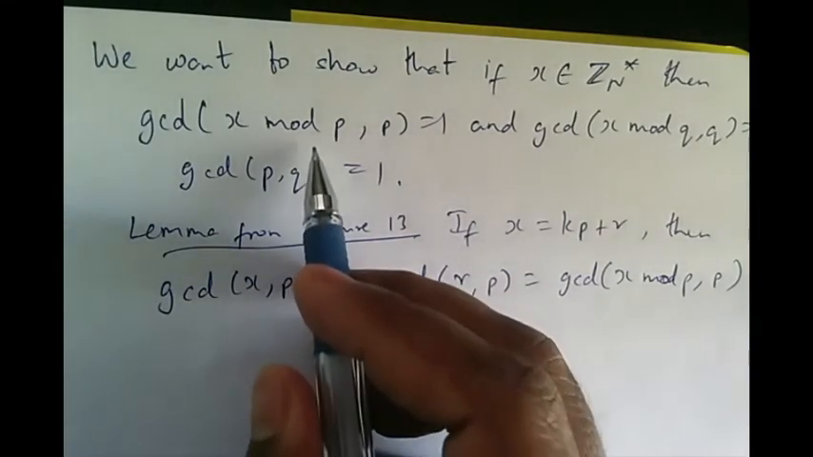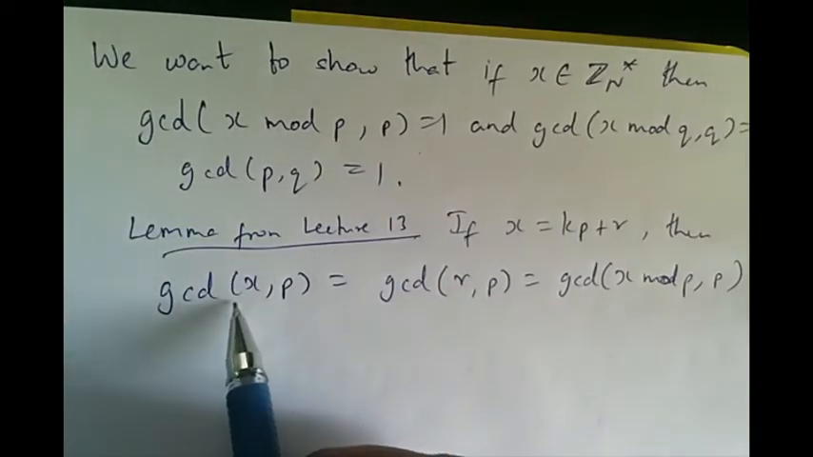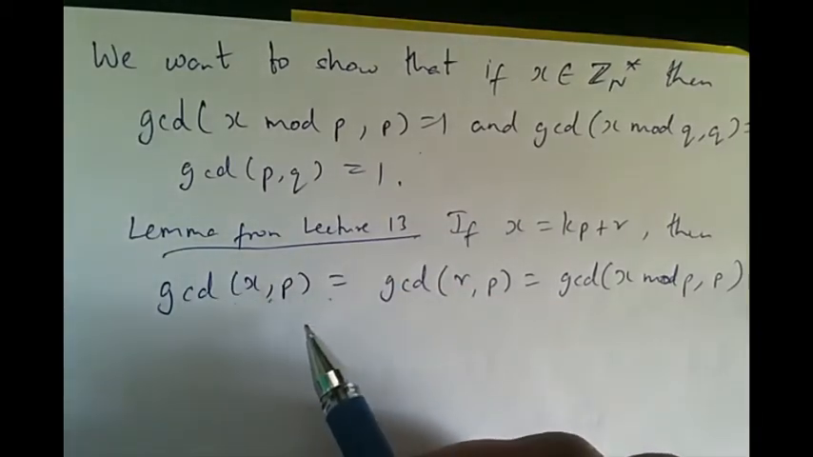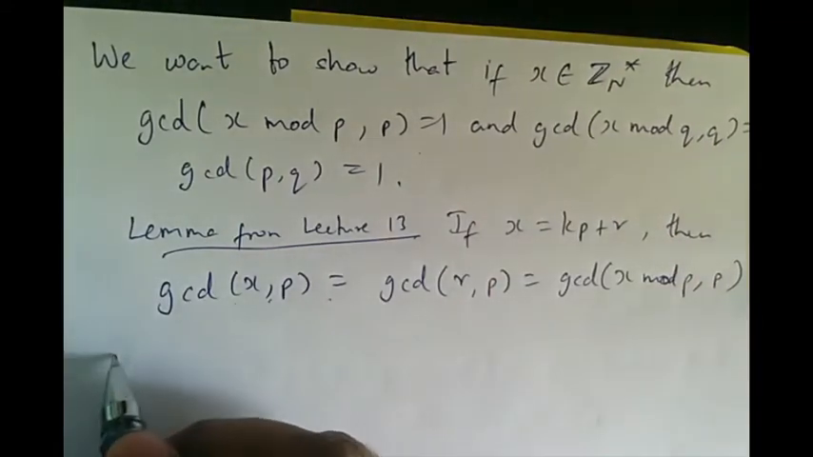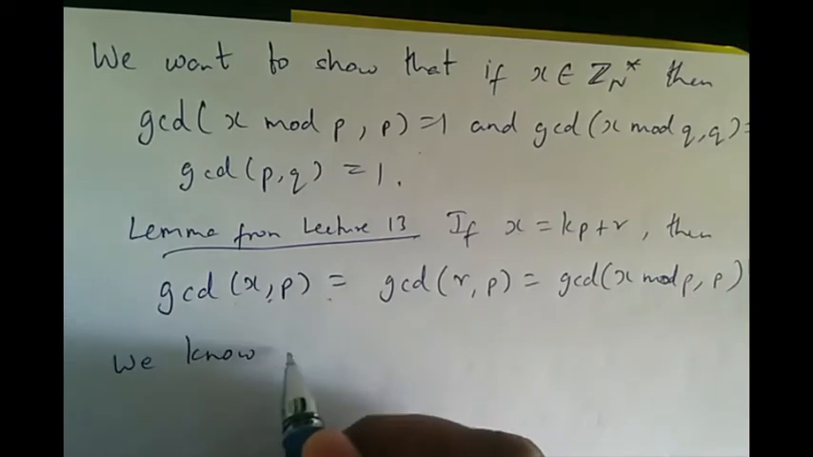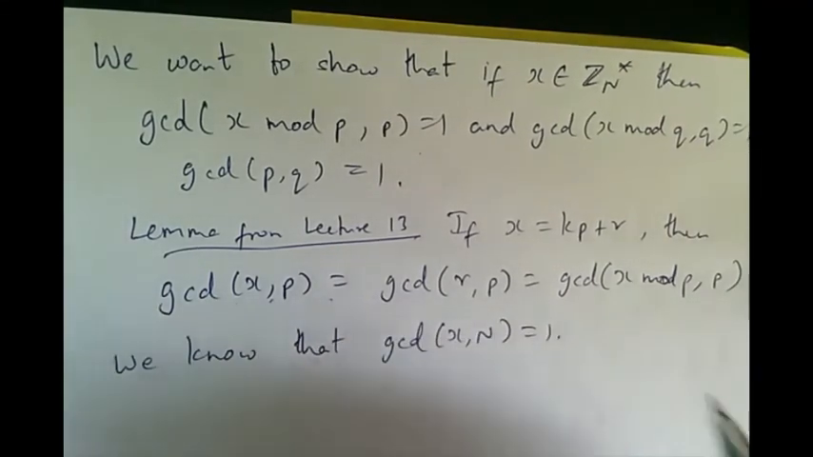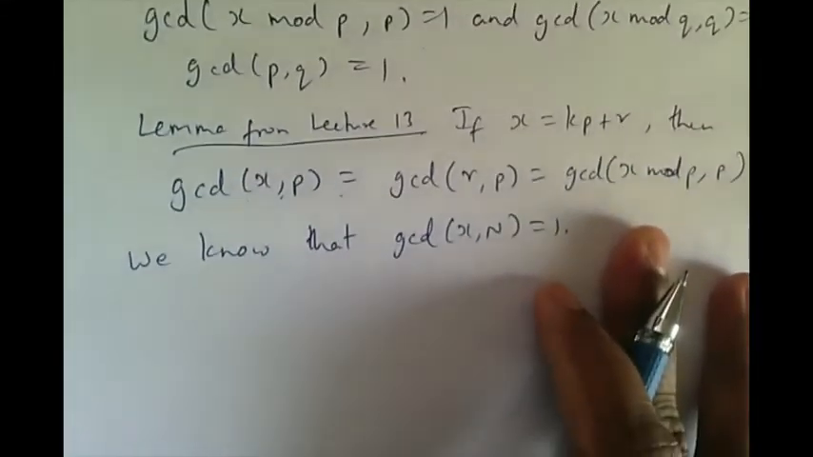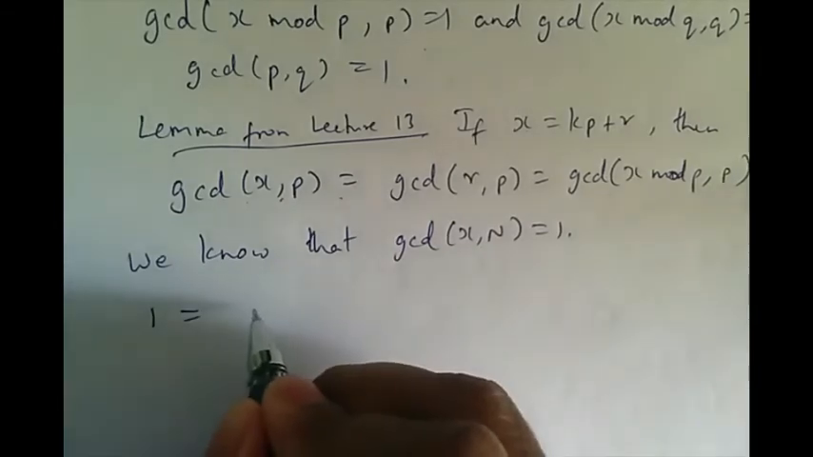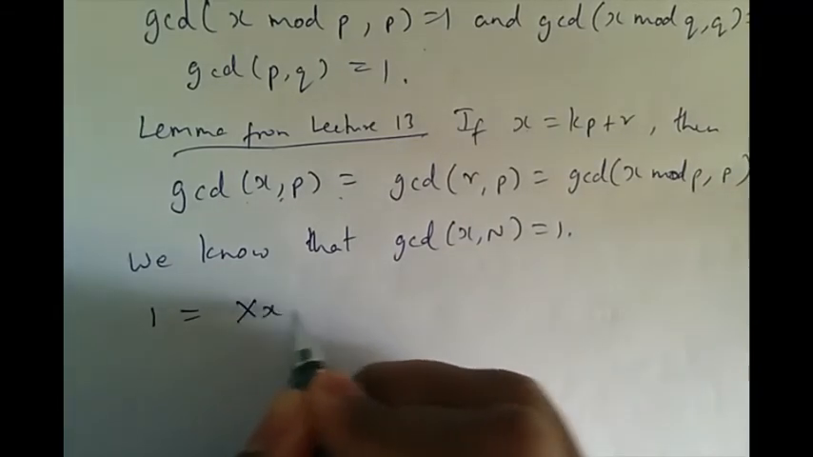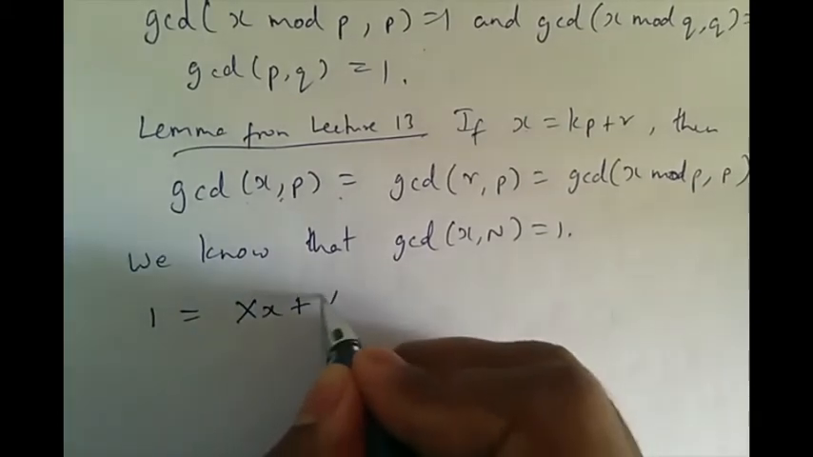So here we want to show that the GCD of x mod p with p is 1. It's enough to show that the GCD of x with p is 1. And what do we know? x belongs to Zn star, so we know that the GCD of x and n is 1, and that means that we can write 1 as an integer linear combination of little x and capital N.